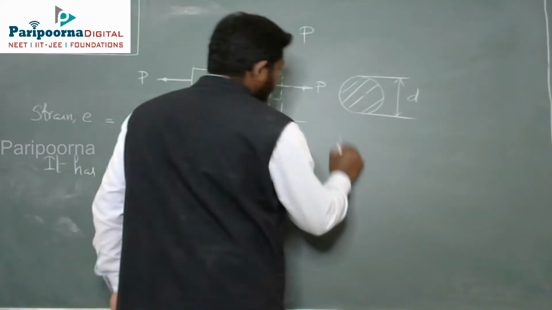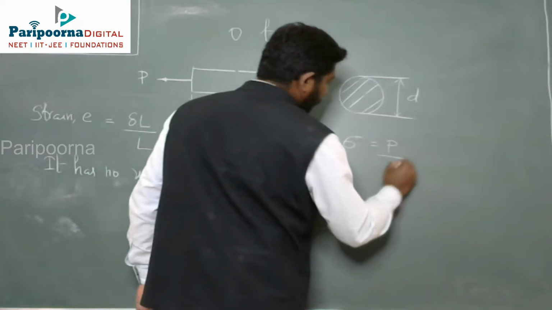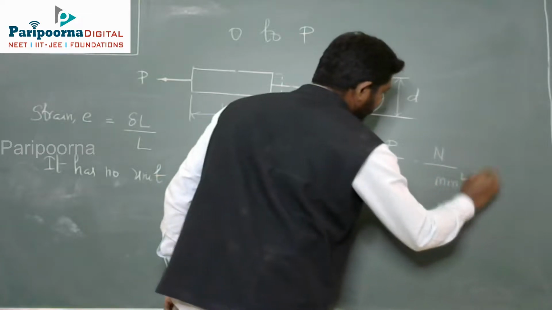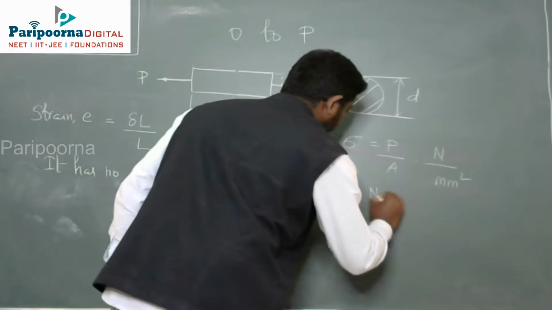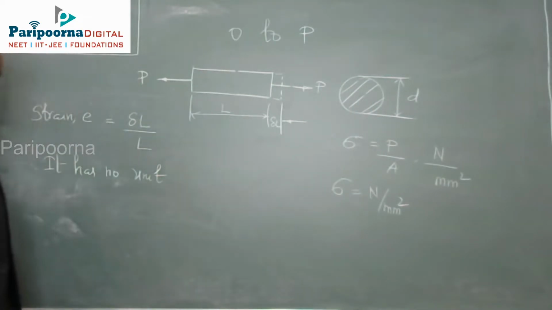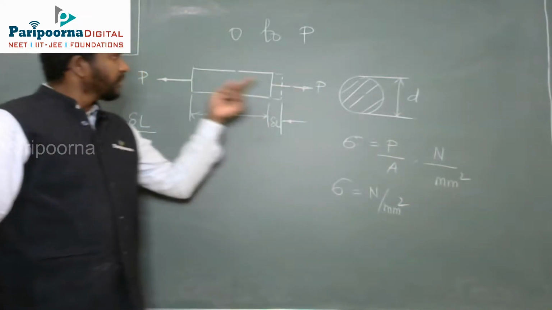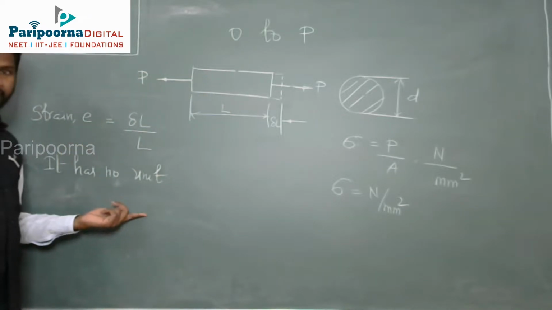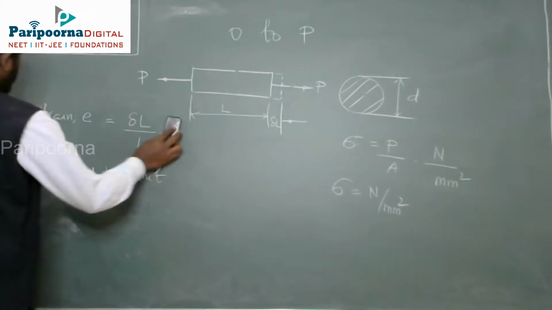Whereas stress, we have already seen, the notation is sigma, it is load over area. Load, the unit is Newton, and area, the unit is mm square. So the unit of stress is Newton per mm square. Now I hope you can understand what strain is. For every increase in load, we observe the behavior of the material and obtain some technical definitions. This is how this session will move on. Okay.